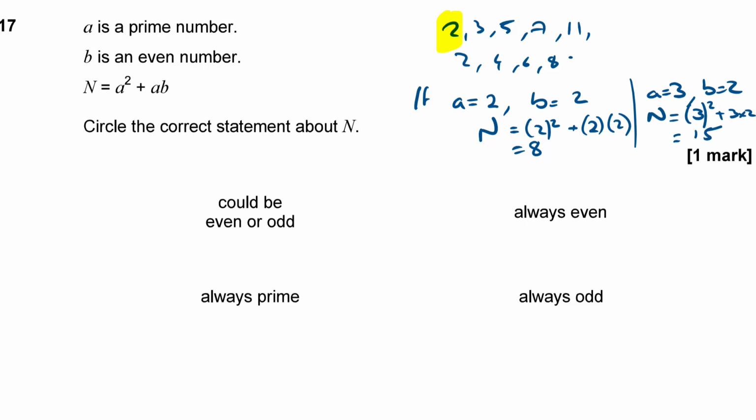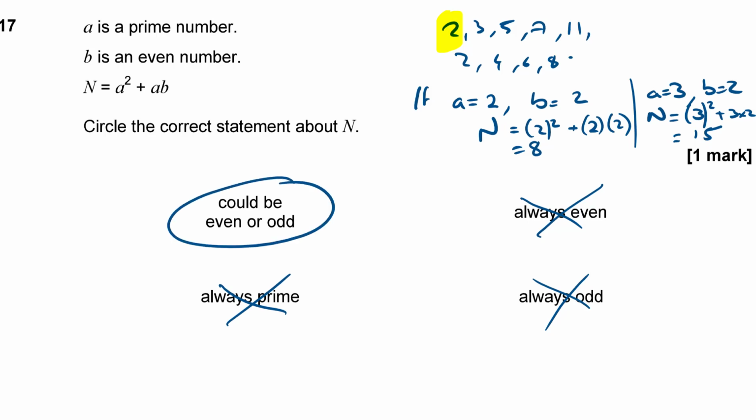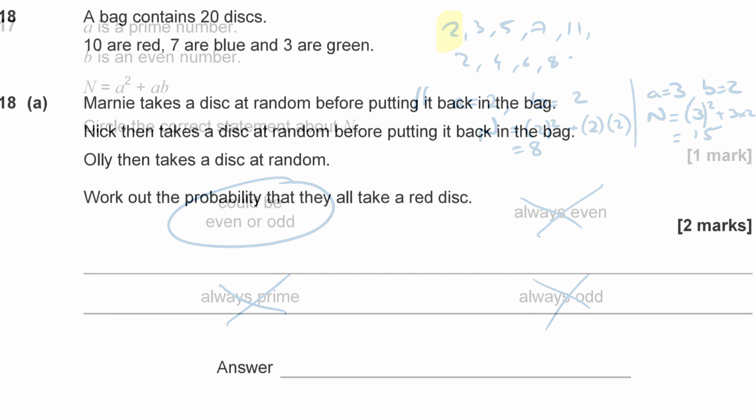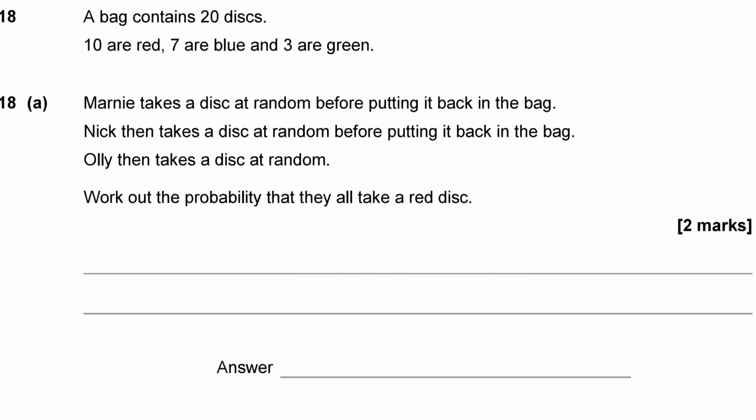Okay? So it's definitely not always even because I found an odd solution. It's definitely not always odd because I found an even solution. It's definitely not always prime because 8 is not a prime number. So the only one that really fits then is it could be odd or it could be even. Question 18. A bag contains 20 discs, 10 are red, 7 are blue, and 3 are green.